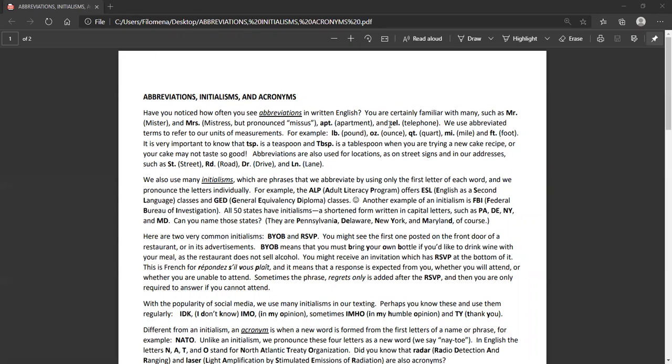We use many abbreviations, initialisms, and acronyms in English. Let's see if you know what these are. Read along with me.